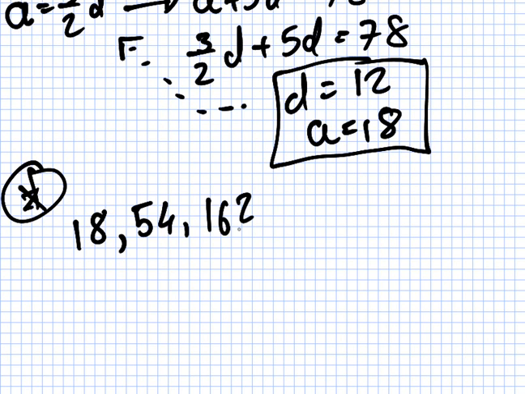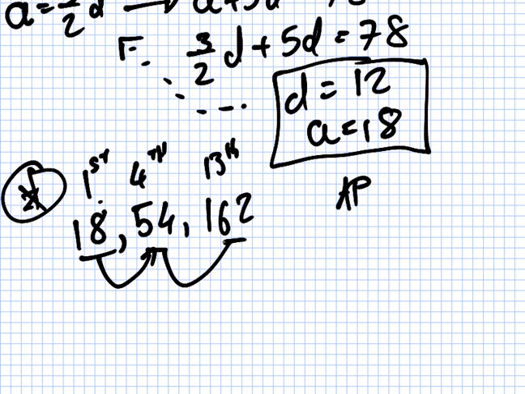Okay. Yes, so for this arithmetic sequence, if you take out the first, fourth and 13th terms, you do actually make a geometric sequence. This is the first, this is the fourth, and this is the 13th term of the arithmetic sequence. If you take them out and put them together, you'll find that you do get a geometric sequence, that the terms are getting multiplied by 3. So this is definitely right.